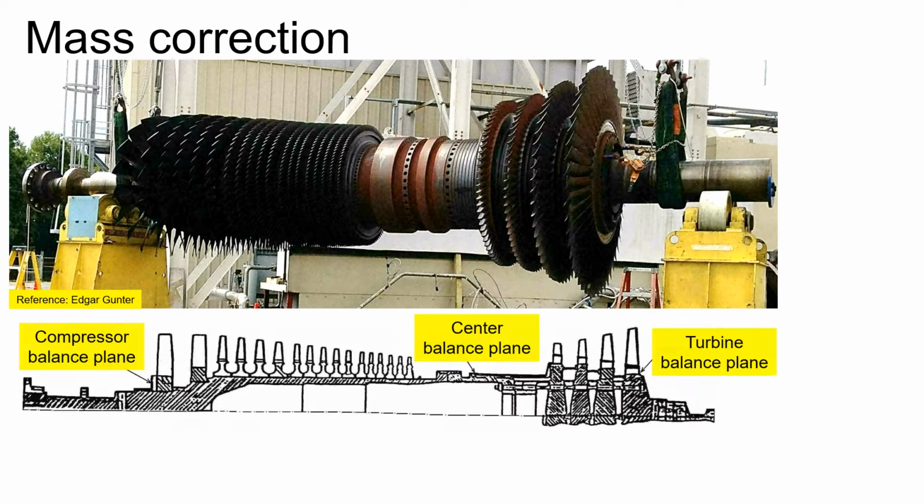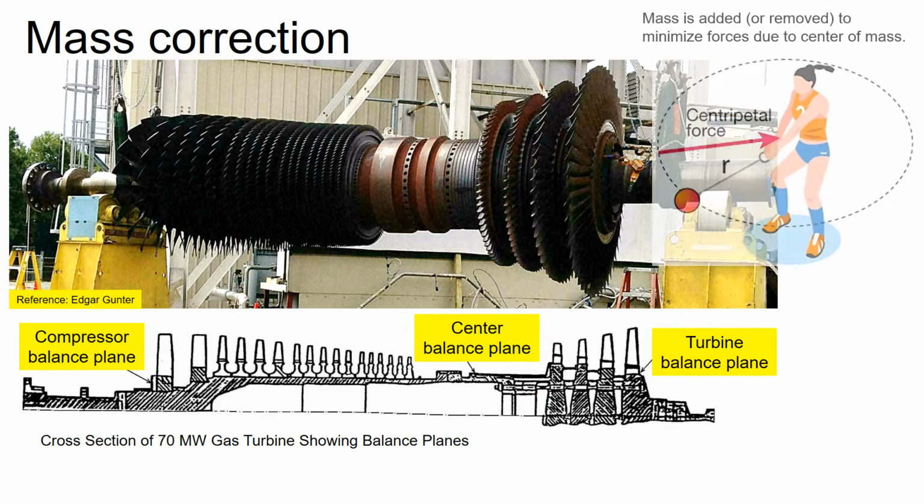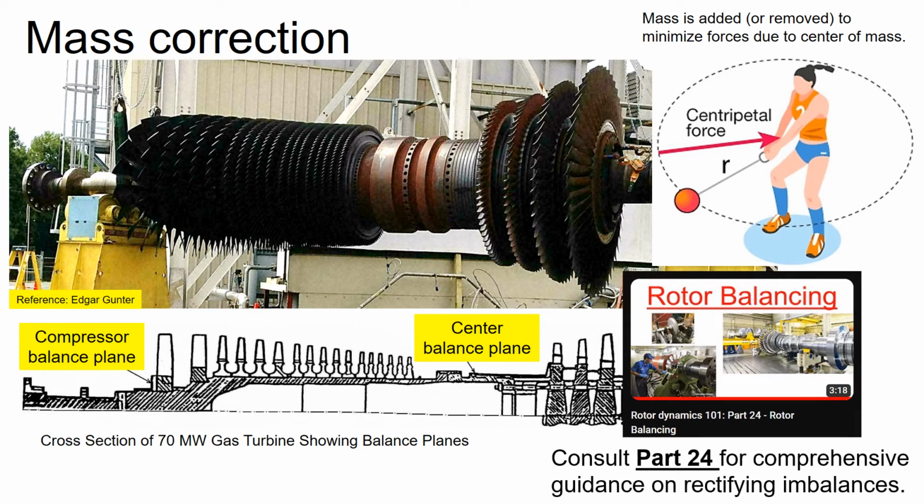Here is an example of a 70 megawatt gas turbine balance plane. 3 different planes are utilized for balancing. In essence, mass is either added or removed to minimize forces due to center of mass. Part 24 video offers comprehensive guidance on rectifying imbalance.